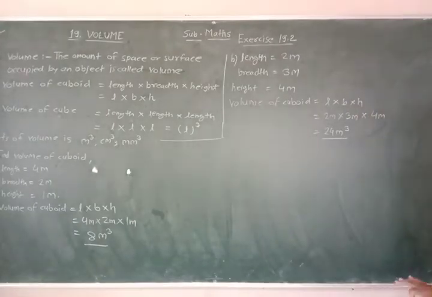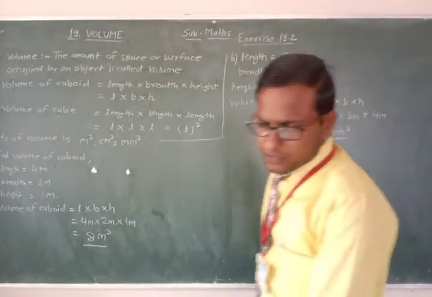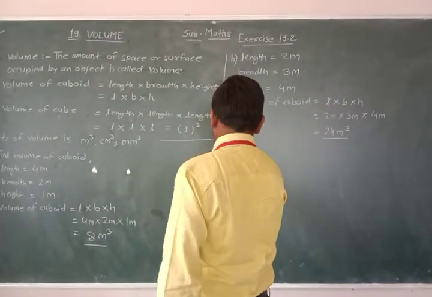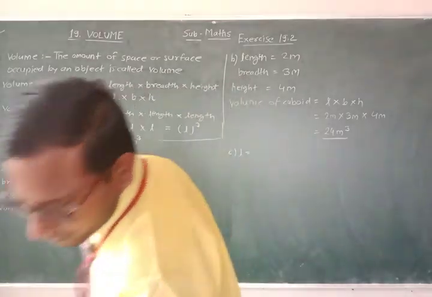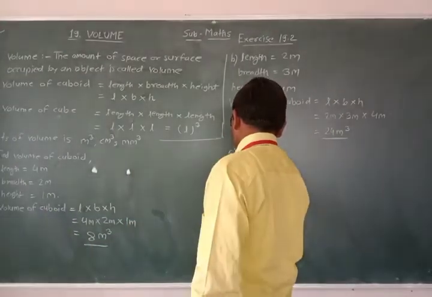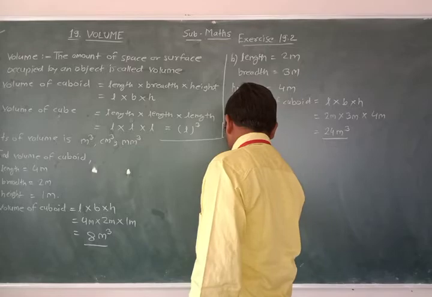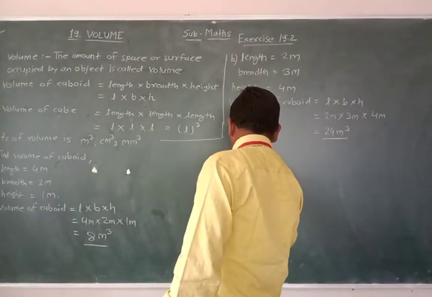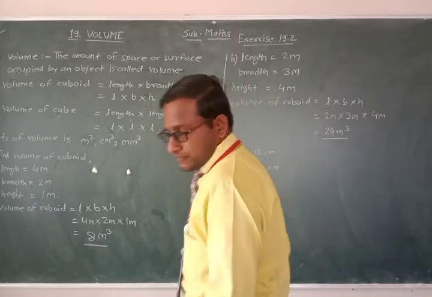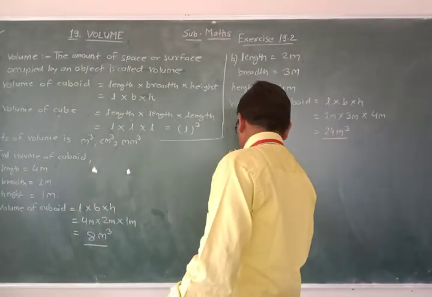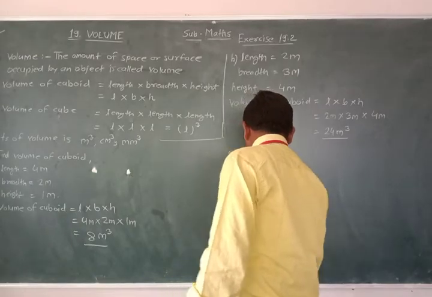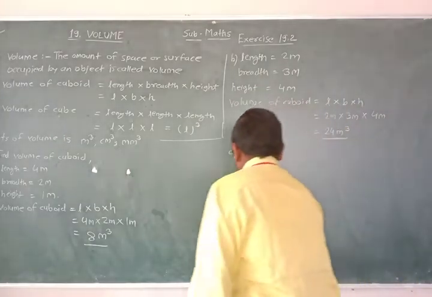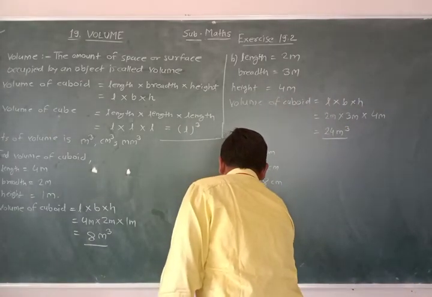Okay? Very easy. Then in the third one, length is equal to 12 centimeter, breadth is equal to 36 centimeter, and height is equal to 48 centimeter. Then again you write the formula: volume of a cuboid.